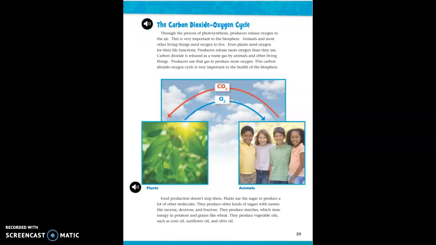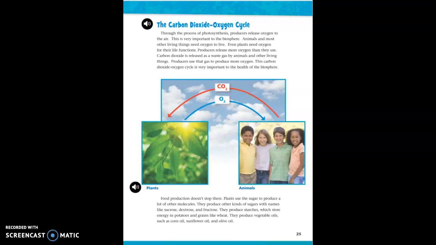The carbon dioxide-oxygen cycle. Through the process of photosynthesis, producers release oxygen to the air. This is very important to the biosphere. Animals and most other living things need oxygen to live. Even plants need oxygen for their life functions. Producers release more oxygen than they use.